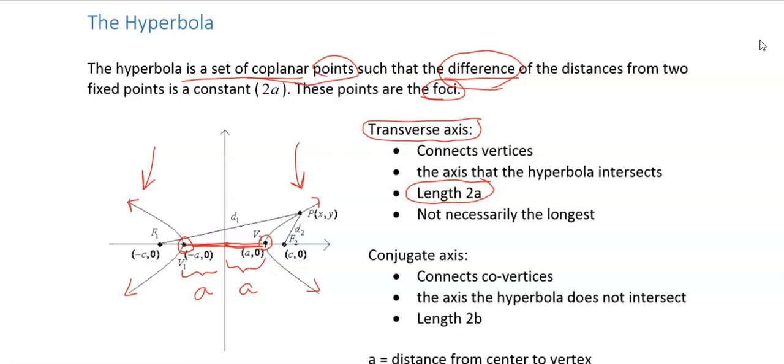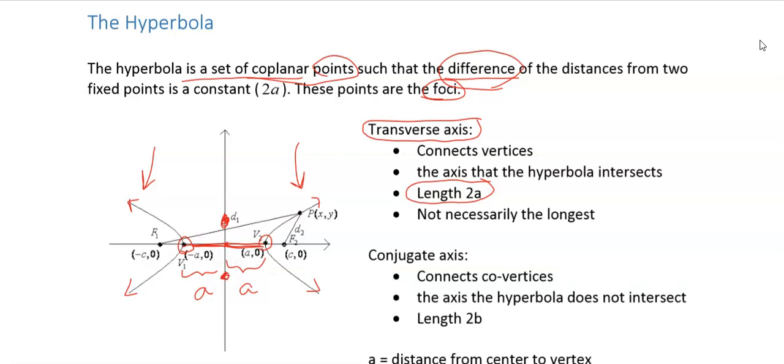So that's how you get your vertices. Now, there are also 2 points called covertices for a hyperbola. They don't show them in this diagram, but one is up about there, and the other one is, in this case, down about there.